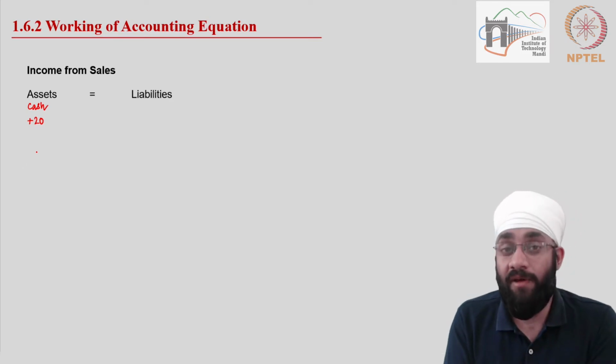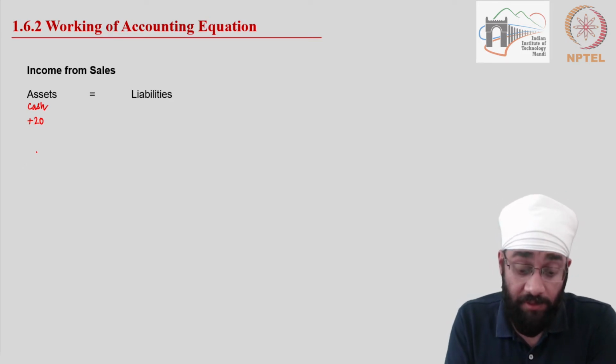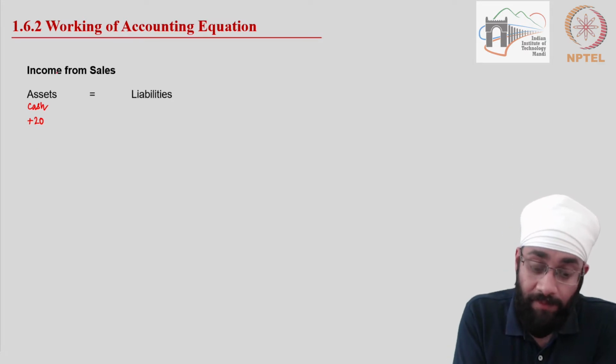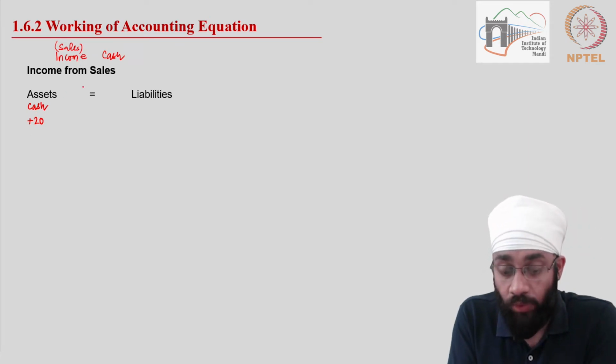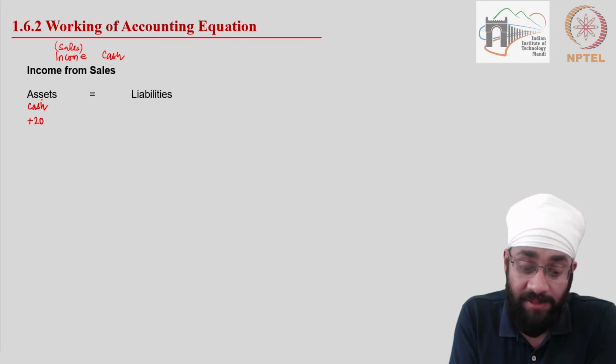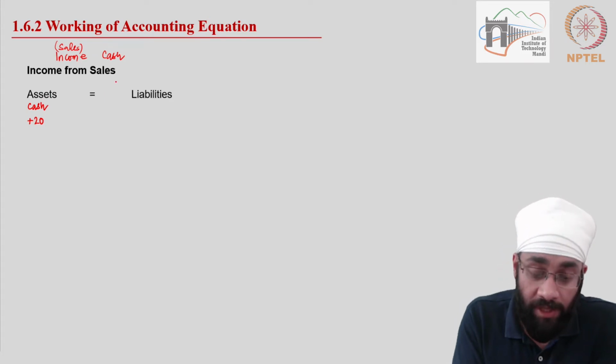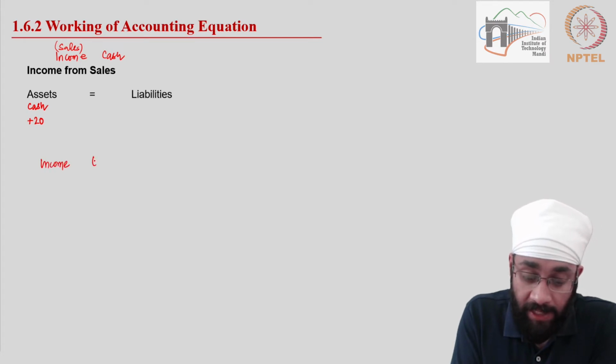Now what is the other impact of this transaction? We know that from income from sale, there are two things which are getting affected. You're getting an income and you're getting cash. The name of the income is sales, right? So the sale is an income, and we know that the accounting equation only has assets and liability in the foreground. In the background, they have income and expenses.